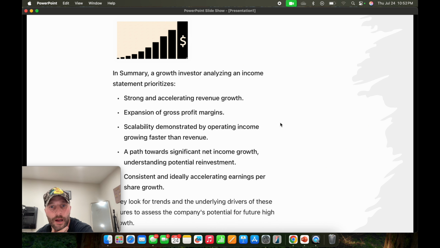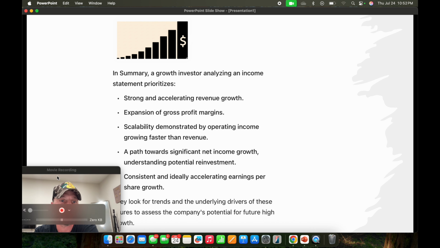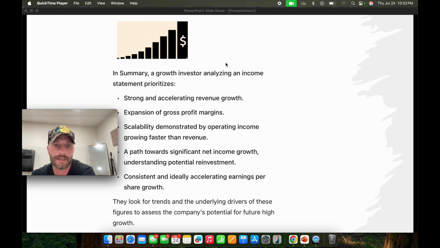Scalability demonstrated by operating income growing faster than revenue, a path towards significant net income growth, understanding potential reinvestment, consistent and ideally accelerating earnings per share growth. That's a big one right there. They look for trends and the underlying drivers of these figures to assess the company's potential for future high growth. That's what I just went over, right? So they look for trends and the underlying drivers of these figures.